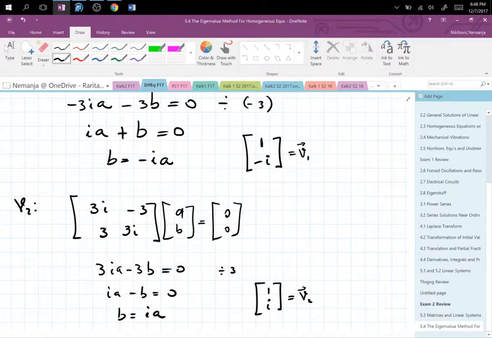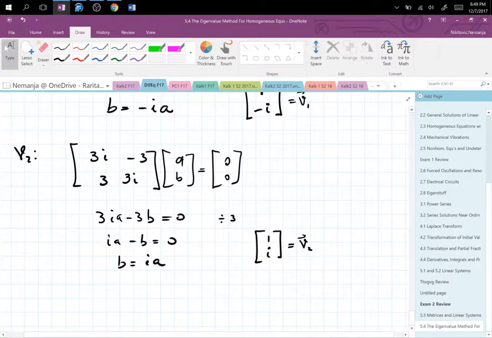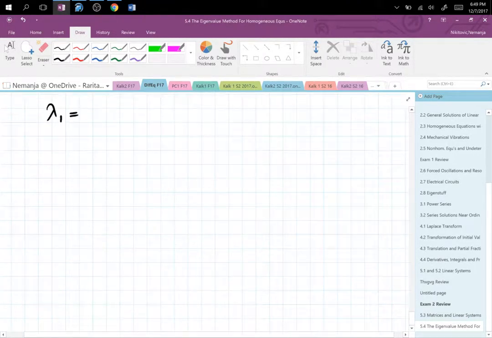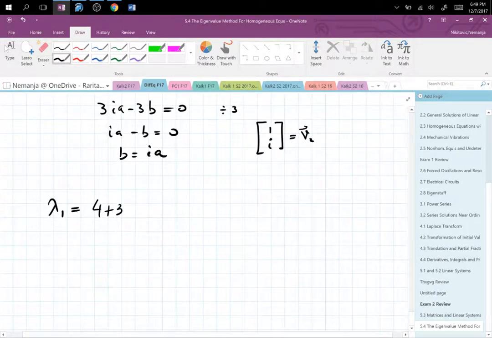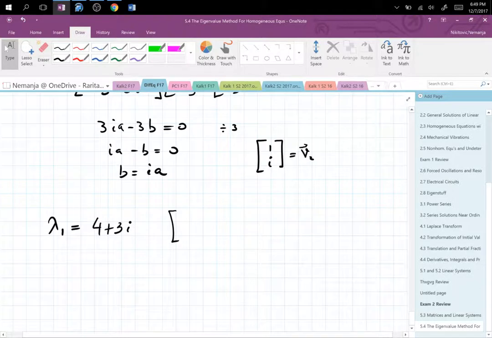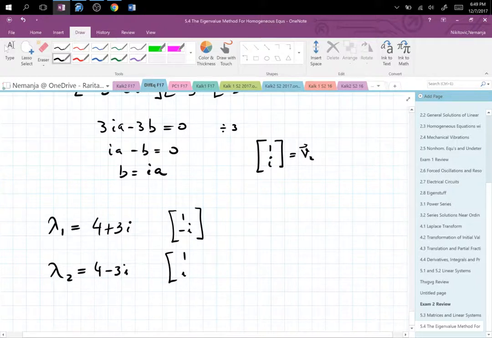So what do we have as the solution? How does this work now? We have lambda 1, which is 4 plus 3i, and the associated vector 1, negative i. And we have lambda 2, which is equal to 4 minus 3i, and then 1, i as a vector.